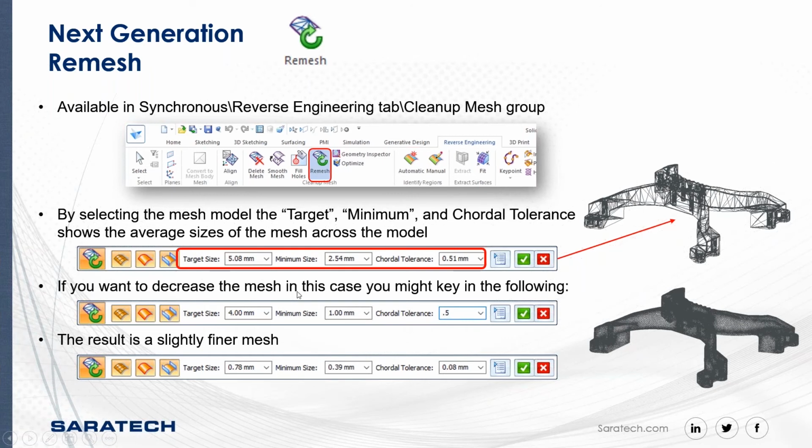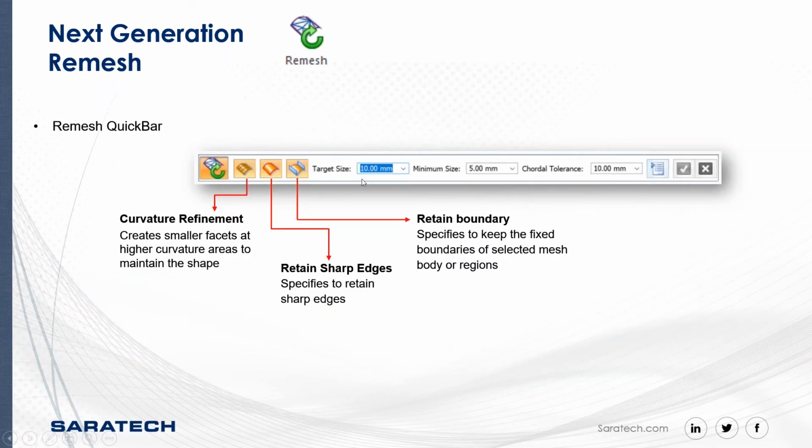But if you want to decrease the mesh in size, you might key in the following. They're telling me here I might want to reduce the target size to 4 mils. But I can also refine that even more to my target mesh of 0.78, with the minimum size of 0.39 and the coordinate tolerance of 0.008. You can see the mesh there really tightens up, and also the size decreases. So on the remesh quick bar, this is what it will look like. What is our curvature refinement? I retain the sharp edges icon and the retained boundaries.